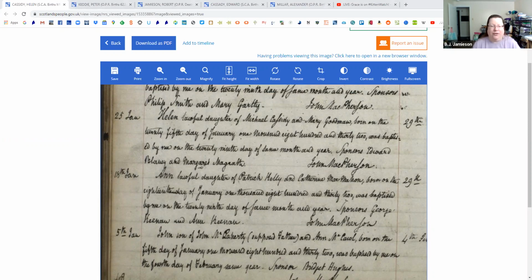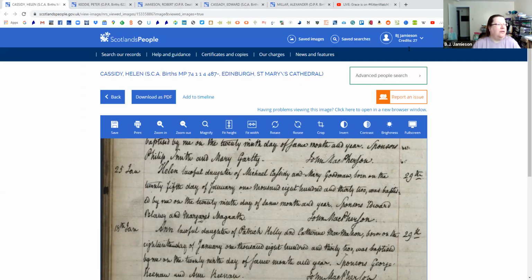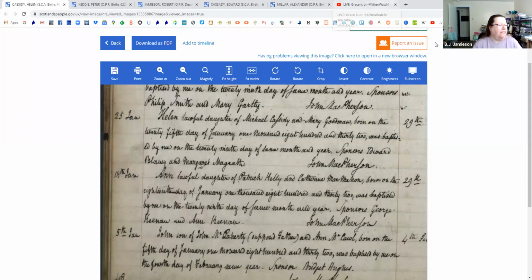Where did the chat window go? So I see we've got... why is the chat window not coming up? There it is.